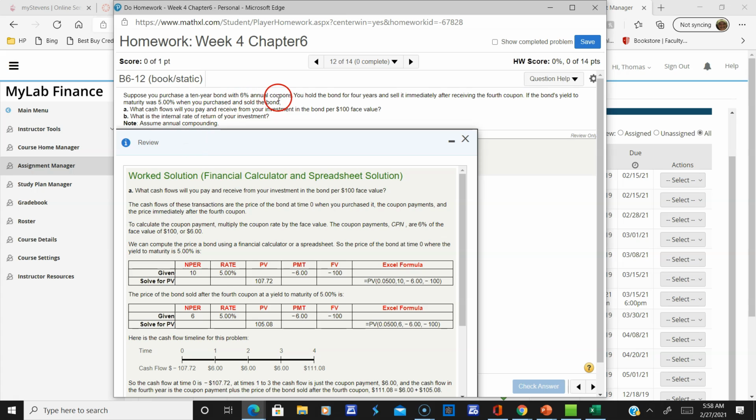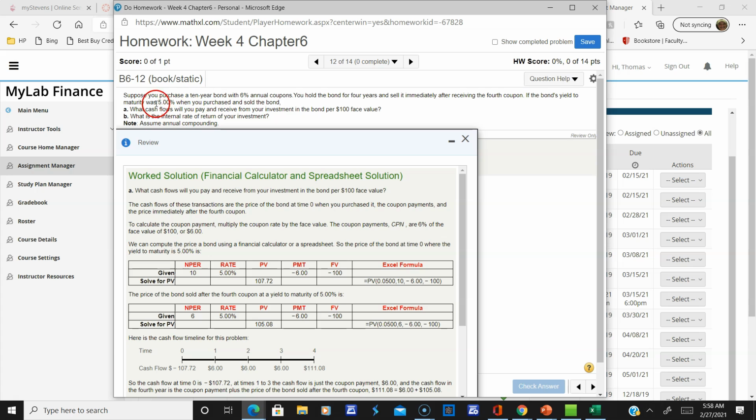Suppose you purchase a 10-year bond with a 6% annual coupon. So if it's a 6% annual coupon, that means that's the interest rate. You're going to get $6 a year, and it's all based on $100. They reference it that way even though it's $1,000. In this case it's $100 face value. Everyone see that? So you'll get $6 a year. 6% of this. Now, if it was paid every 6 months, you'd get $3 every 6 months. So you hold the bond for 4 years and then you sell it, after receiving the fourth coupon.